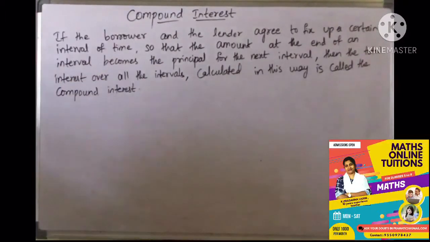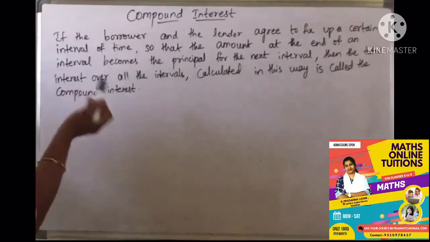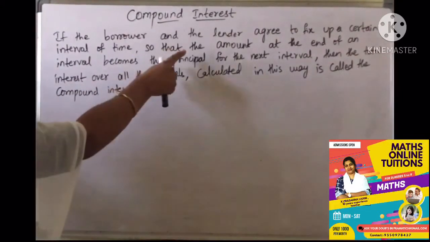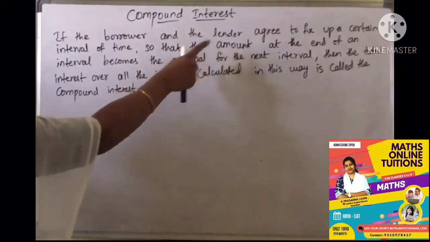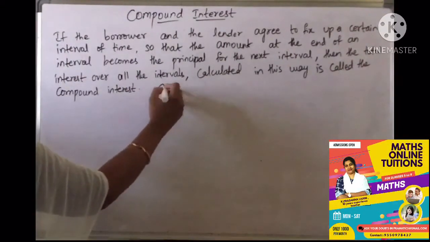Coming to the definition, children: if the borrower and the lender agree to fix a certain interval of time, like half a year, a year or a quarter of a year, etc., then the amount, which is the principal plus interest, at the end of an interval becomes the principal for the next interval. Then the total interest over all the intervals calculated in this way is called the compound interest, and you know compound interest is abbreviated as CI.